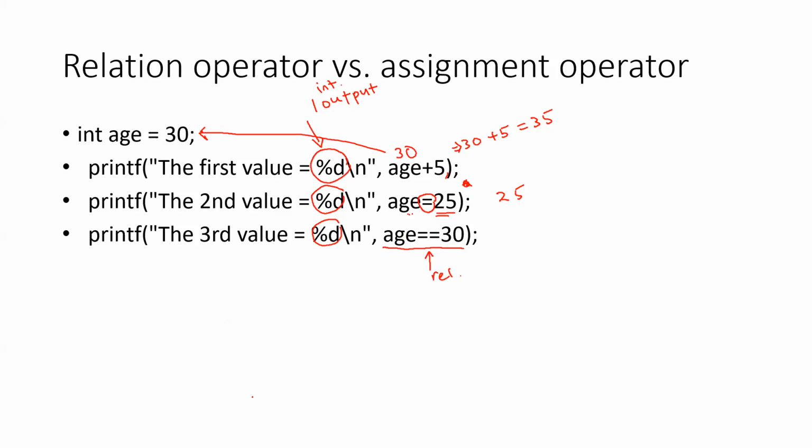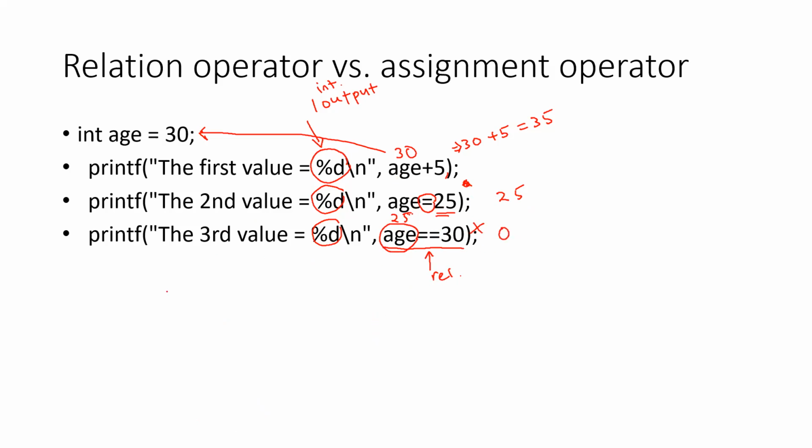Relation operator maksudnya apa? Dia akan bandingkan sebelah kiri dengan sebelah kanan. Okay, sama juga kalau saya letak kat sini. H ni value dia berapa? The latest value is 25. 25, is it equal to 30? No. So the answer should be 0, false.